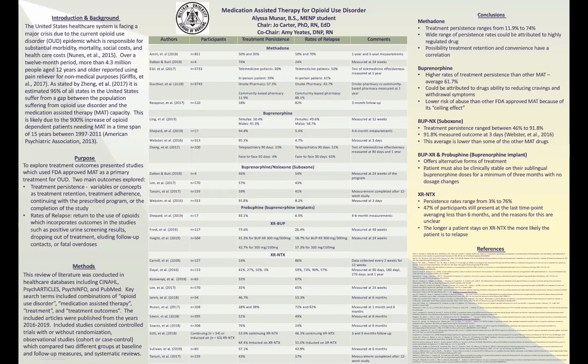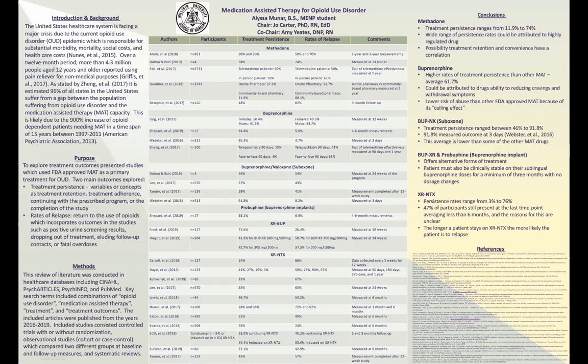And the last drug looked at was extended release naltrexone. And the persistence rates ranged greatly on this drug. It was from about 3% to 76%. And the 3% was measured after 1 year of treatment, while the 76% was measured at about 6 months. And one study concluded that 47% of the participants were still present at the last time point, averaging less than 6 months. And the reasons for why the patients are staying on this drug for less than 6 months are really unclear. And so it could be concluded that the longer the patient stays on extended release naltrexone, the more likely the patient is to relapse.